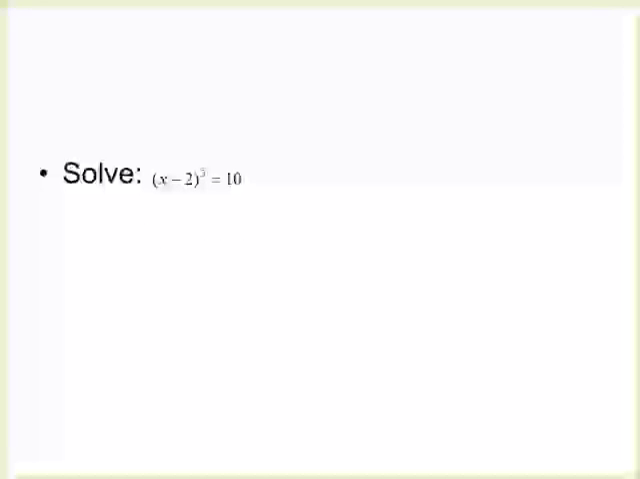In this example, what would I do first? Take the cube root of both sides. We work from the outside in when we're solving an equation. So the very most outside thing is a third power. We undo a third power with a third root. So it just gives us x minus 2 over on the left-hand side. Cube root of 10.